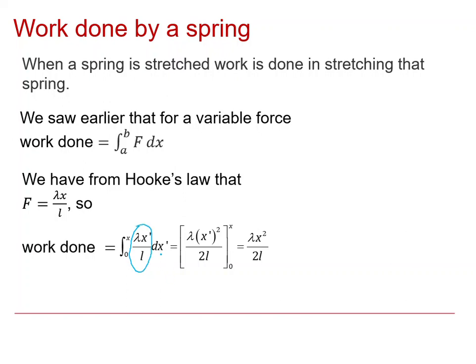We have to use a different letter for the variable of integration to the one that's in the limit, but that's a minor point. If we do the integration, we're integrating x dashed to x dashed squared over 2, and then put the limits in. Our final expression is lambda x squared over 2l for the work done in stretching the spring or string, or you can look at it as the energy that's stored. So that's the expression we're going to use.